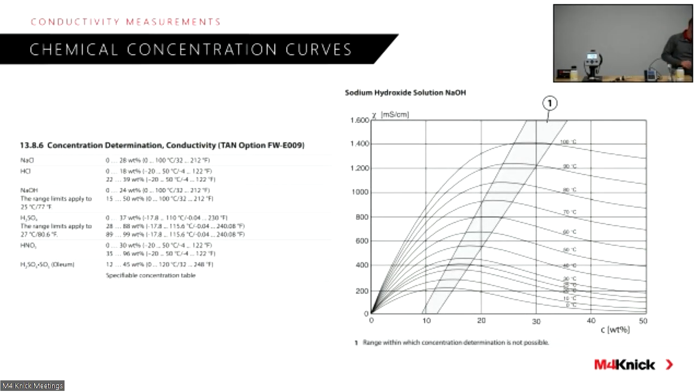Here's an example of a sodium hydroxide concentration curve that you see. These curves, how they look, are specific based off conductivity and temperature. The gray area in the curve is specifically stating that concentration determination is not possible here. But if you look in the manuals of any of the Knick transmitters, you'll find a number of different concentration curves.